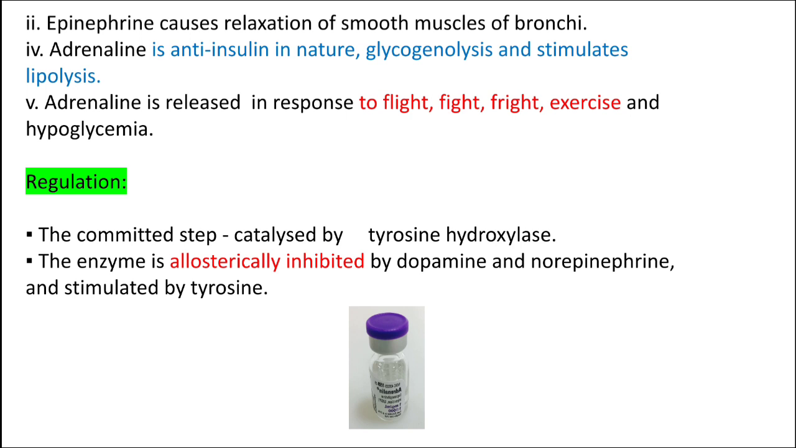Then the regulatory step in this metabolic pathway is the one catalyzed by tyrosine hydroxylase. Here, the enzyme is allosterically inhibited by dopamine and norepinephrine, which means that they are non-competitive inhibitors.